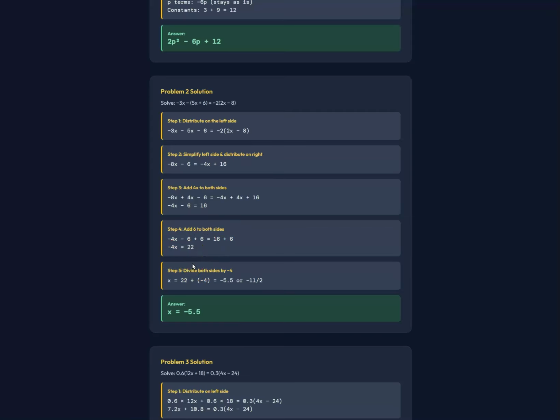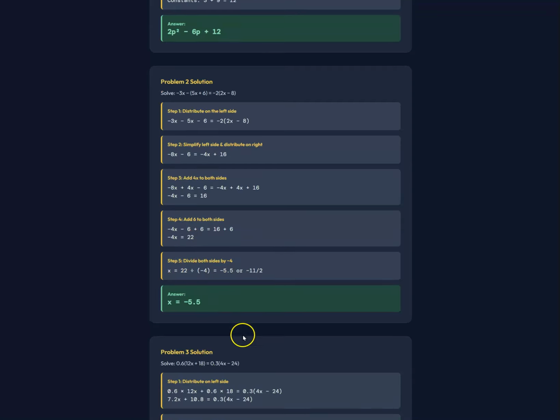And then the last step we always do here is to get x by itself. Again, inverse operation. It's saying negative 4 times x, so we need to divide both sides by the negative 4, because negative 4 divided by negative 4 cancels out where it's being multiplied next to the x. So here, on the right side, 22 divided by the negative 4 is where we get our negative 5.5.